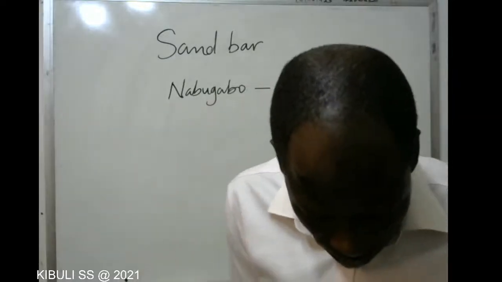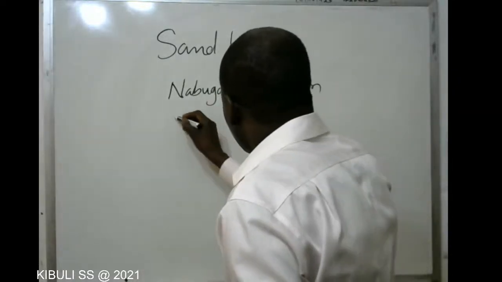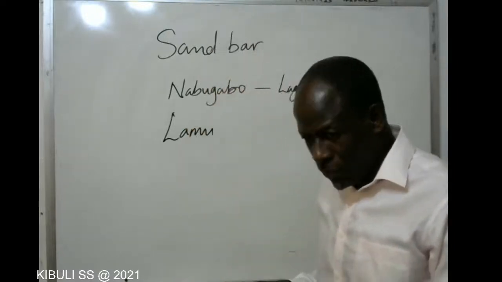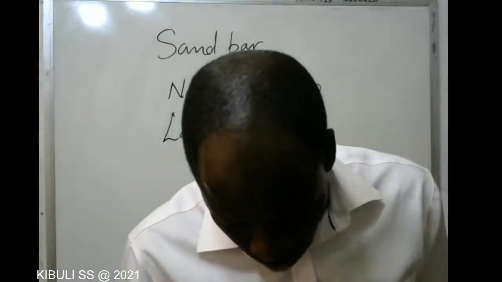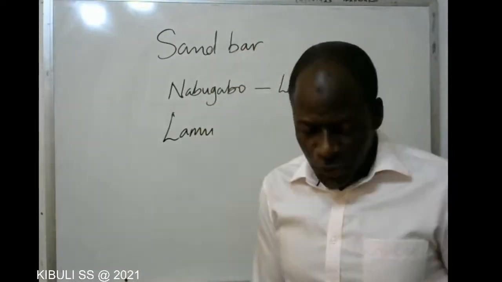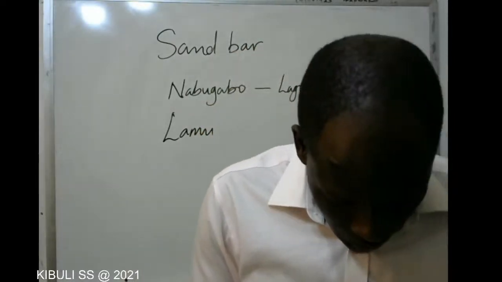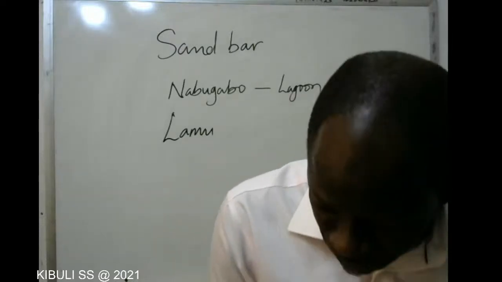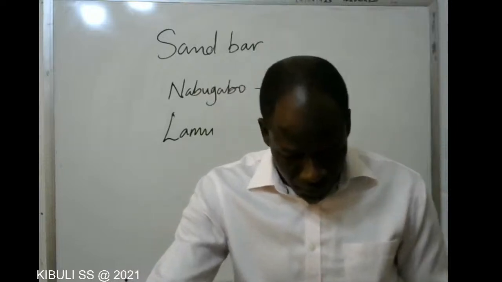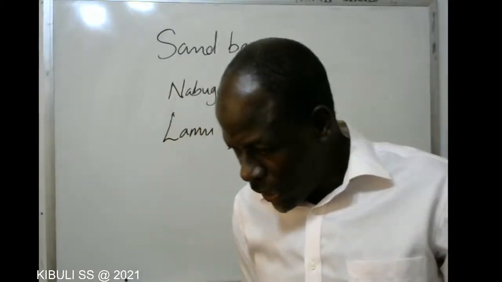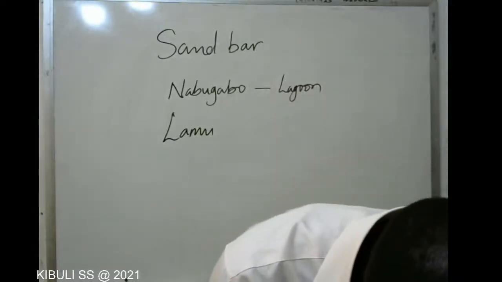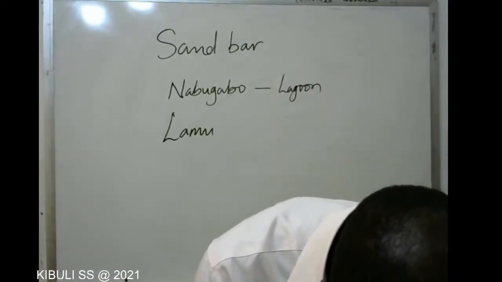Then we also have one at Lamu. Those who study history, you know Lamu is one of those places along the coast. So at Lamu, along the Kenyan coast, that's along the coast of East Africa in Kenya, we also have a sandbar near Lamu. Our illustration, we have already referred to it before, so you can look at it. That illustration shows a sandbar.